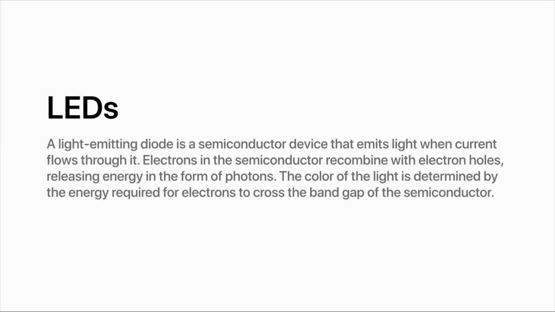Next, let's see LEDs, or light-emitting diodes. LEDs are semiconductor devices that emit light when current flows through them. Electrons in the semiconductor recombine with electron holes, releasing light energy. This is the LED electrical symbol, and it is similar to the diode. It is just these light arrows.